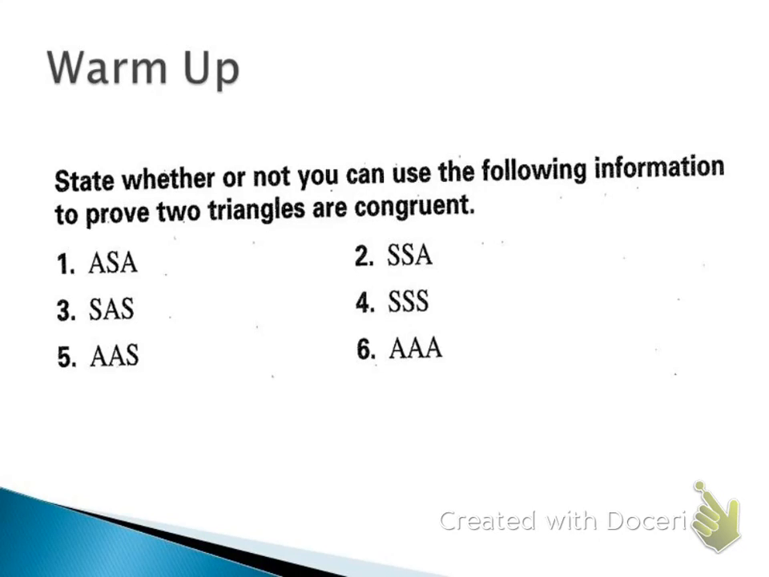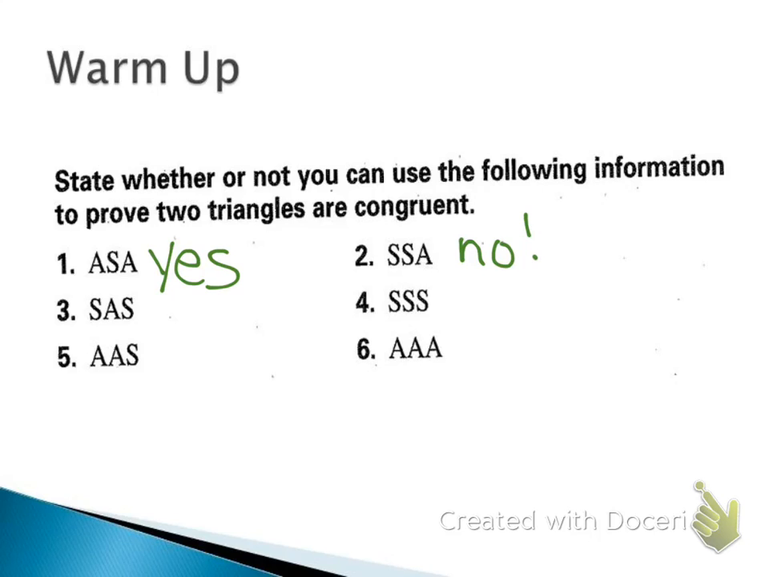Okay, so the warm-up says, state whether or not you can use the following information to prove two triangles are congruent. So, is there such a thing as ASA? Yes, that's just angle side angle. Good. Number 2, SSA, is that a thing? No. There's no such thing as side side angle.